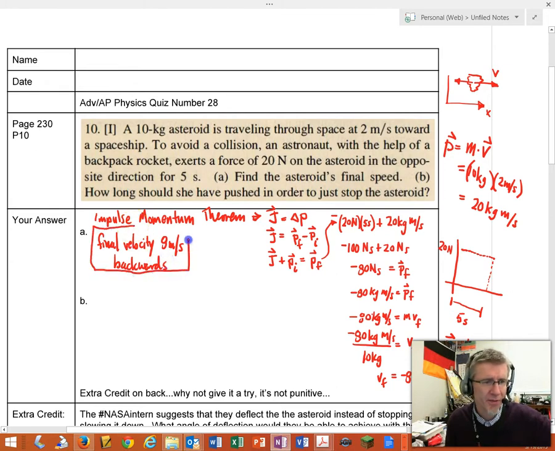For some reason I thought they were going to try and slow it down or stop it. We can figure that out. That's, of course, the next question: how long should she have pushed in order to just stop the asteroid? So that's kind of a hint that it did end up reversing it completely.